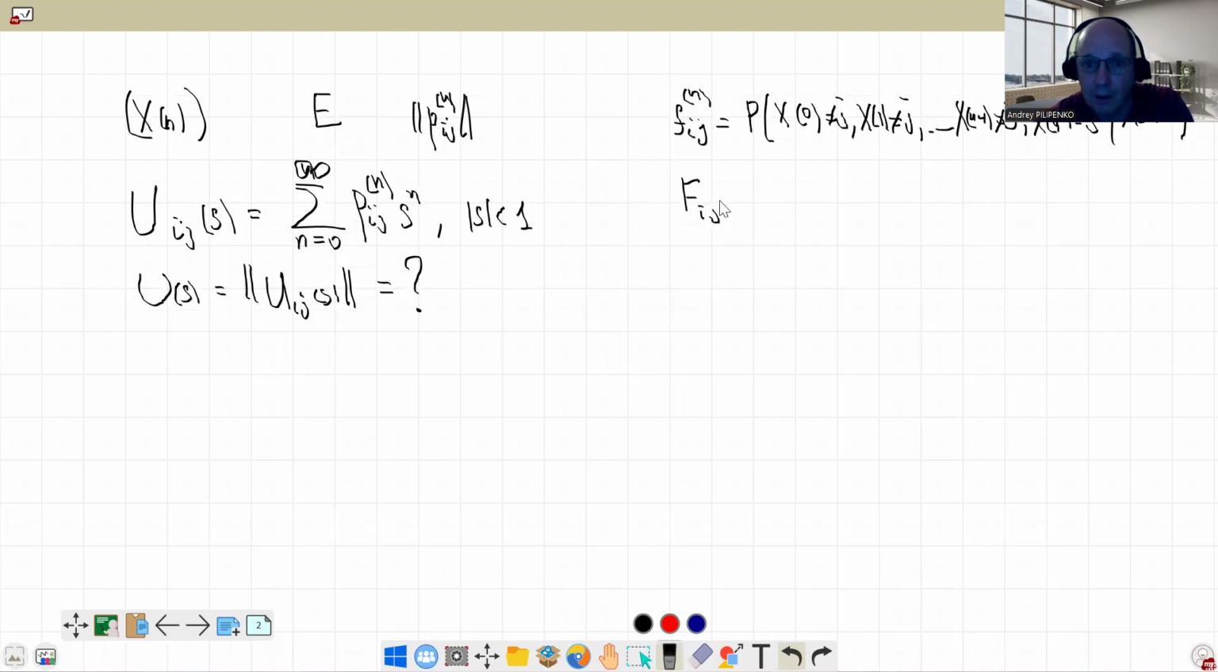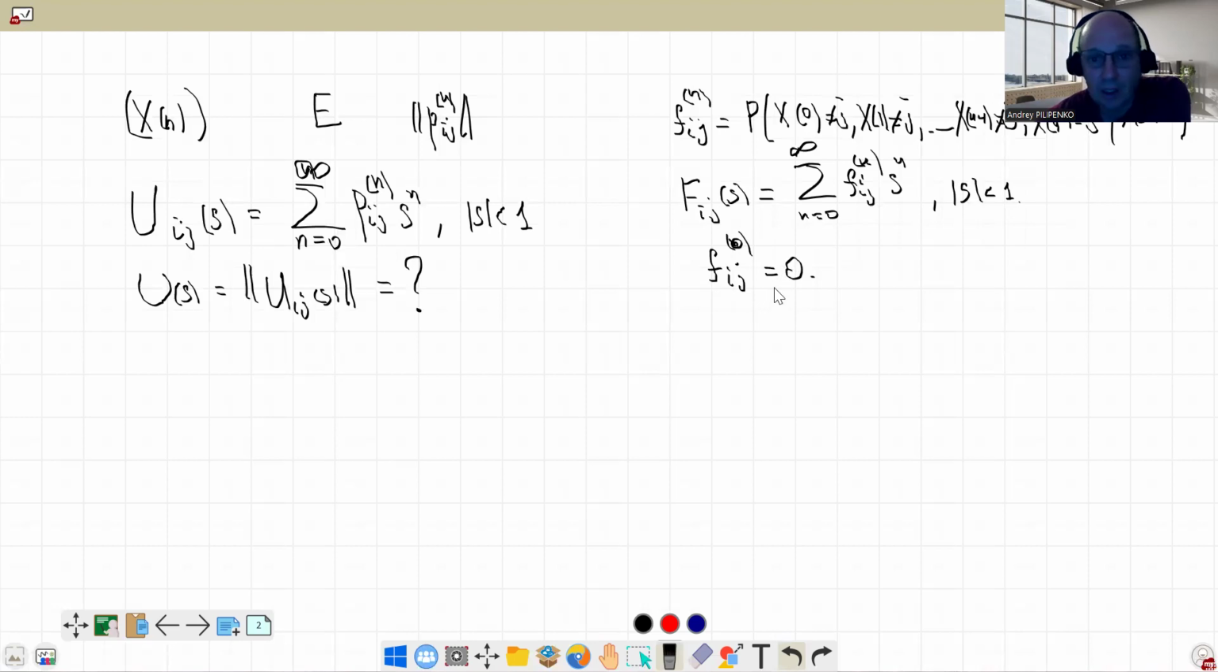And Fij(s) is the sum of Fij^n s^n. This probability is smaller than this one, so this function is well defined also for s less than 1. By definition, I always assume that Fij^0 is 0. So this is our agreement, and let me recall that Pij^0, the probability to visit j at time 0 if you start from i, is equal to 1 if i is j, and 0 if i is not j.